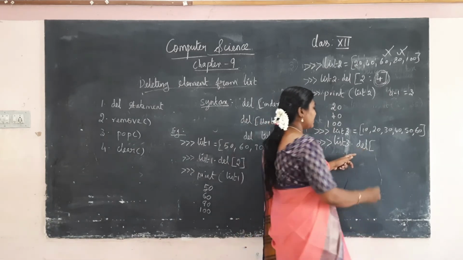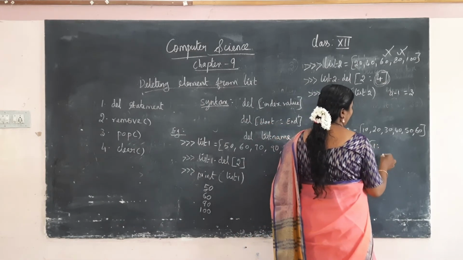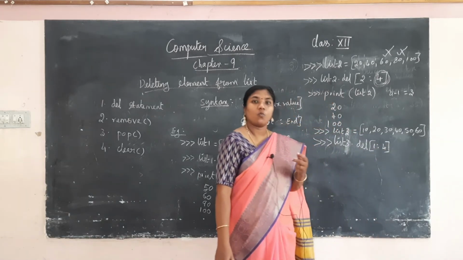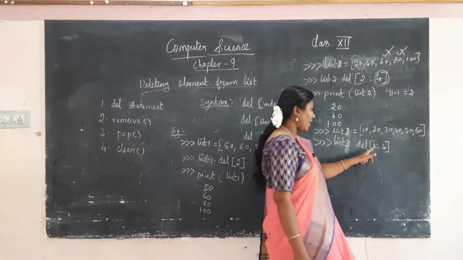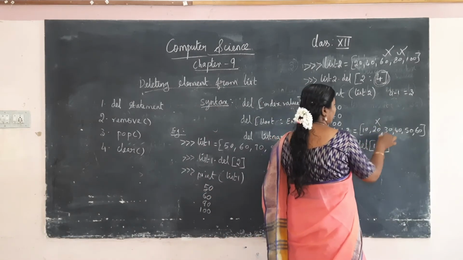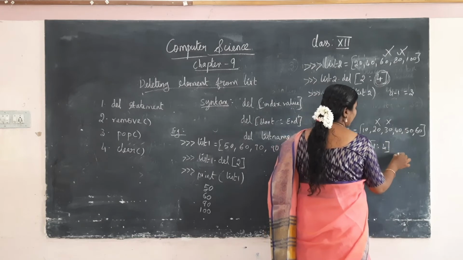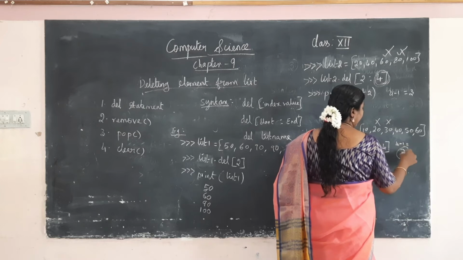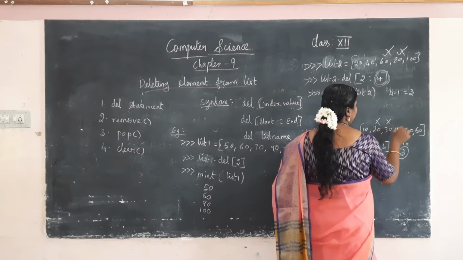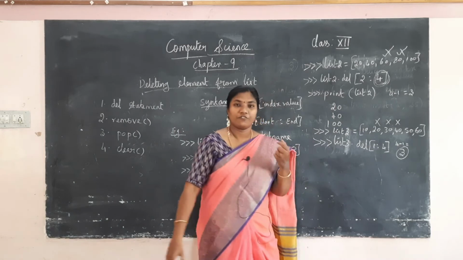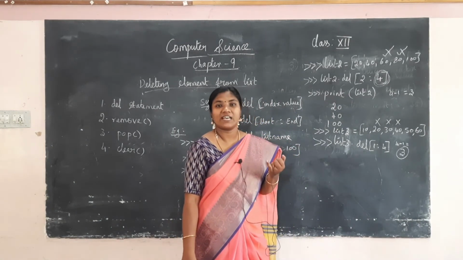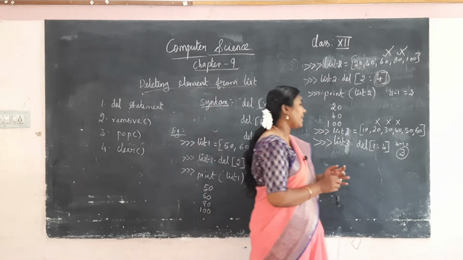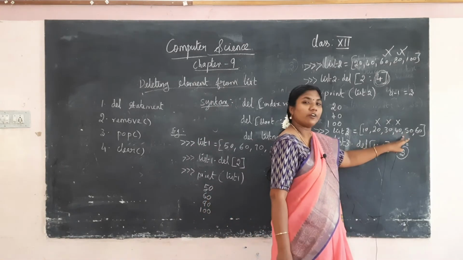Now I am deleting, meaning del of 1 to 4. Okay. So 1 to 4. It will start from 1. So what is in the 1? 20, then 30. So it will take the upper limit as 4 minus 1, that is 3. So 0, 1, 2, 3. Up to this, the elements which have the index values 1, 2 and 3 will be deleted. So we will be having 20, 30 and 40 deleted.